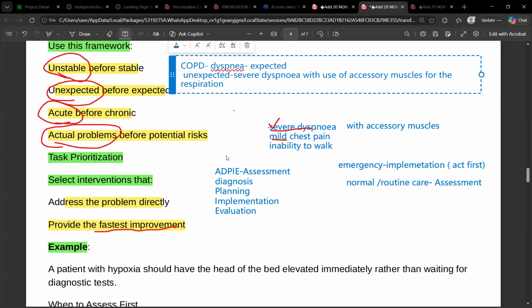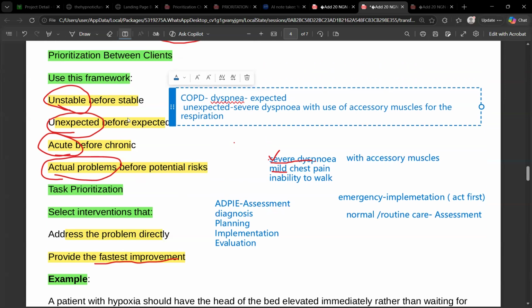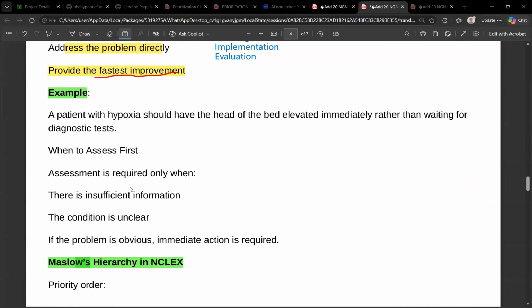Got an idea of what frameworks and strategies we need to apply in case of task prioritization? Normally we can use the ATP method, but in case of an emergency situation we should act first. That means we implement first. Also, whenever we notice any sudden onset of symptom, we can act immediately for a fast improvement. For example, I will tell you.